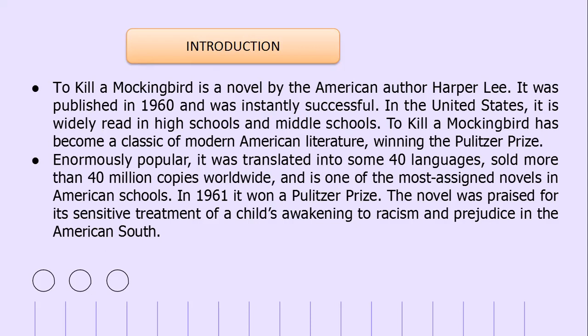Enormously popular, it was translated into some 40 languages, sold more than 40 million copies worldwide, and is one of the most assigned novels in American schools. In 1961, it won a Pulitzer Prize, and the novel was praised for its sensitive treatment of the child's awakening to racism and prejudice in the American South.